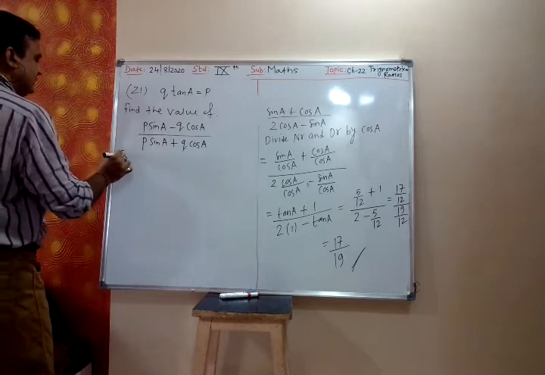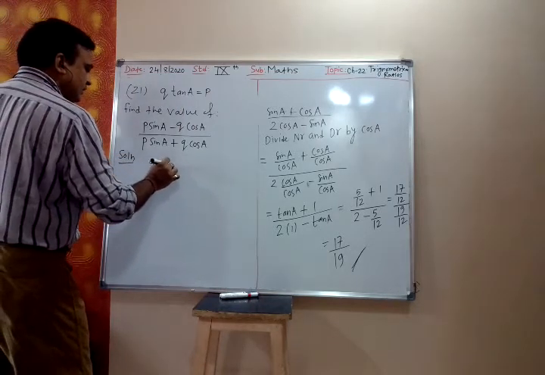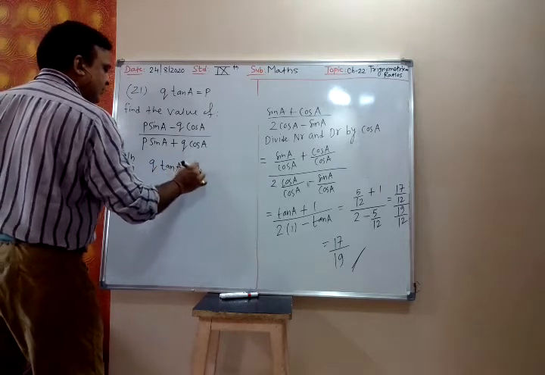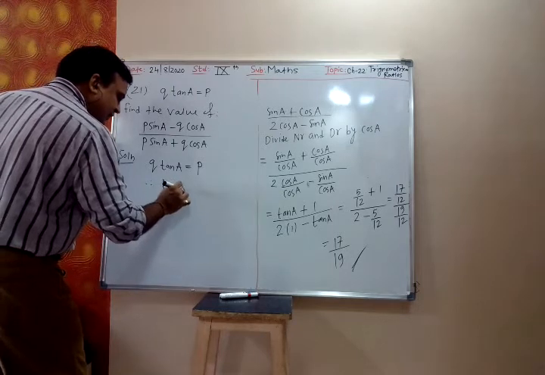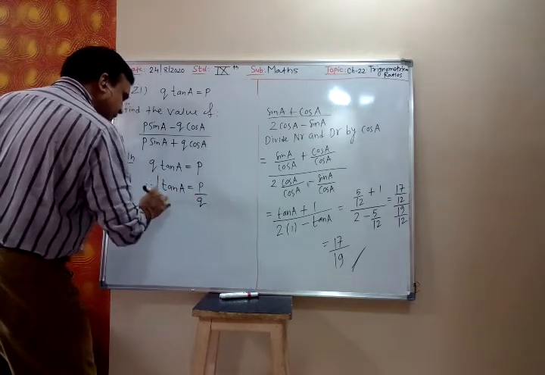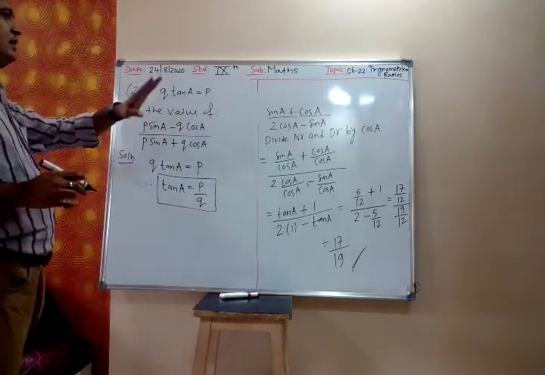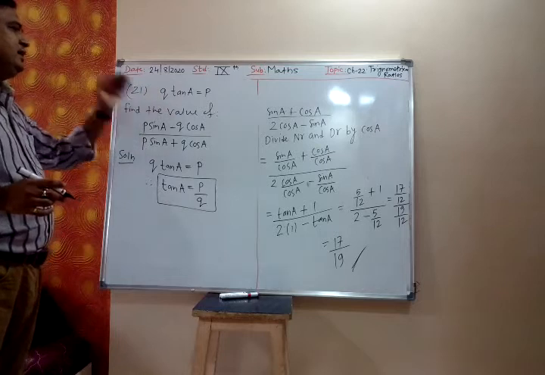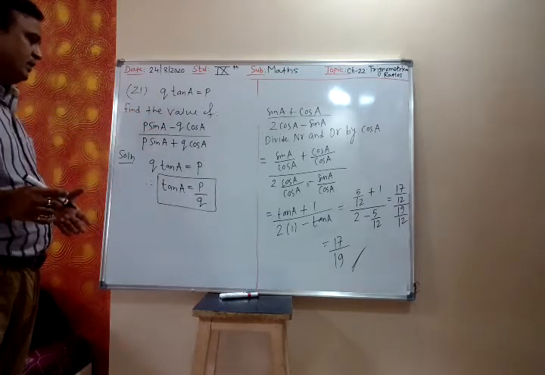Now let us find. Q tan A is equal to P, so you will get tan A is equal to P upon Q. Now one method is by drawing the diagram, the second method is by dividing each term. I will suggest you use the second method.